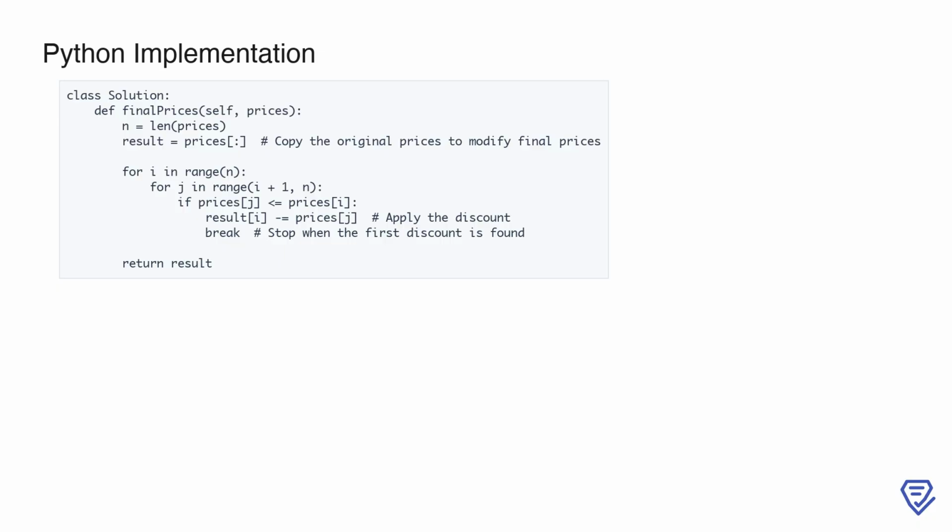4. Return final prices. After both loops complete, the result list contains the final prices for each item after applying the discount rules. The function returns the result list as the output.